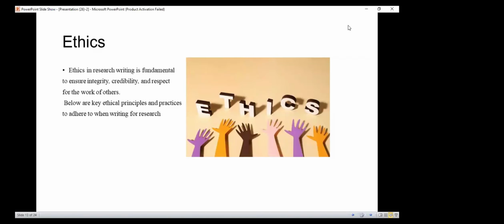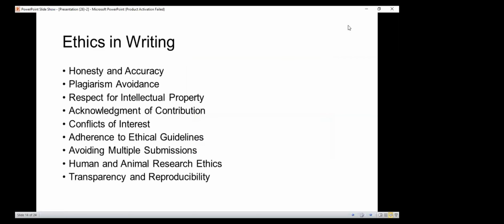And the next topic is ethics in writing. Ethics play a fundamental role in ensuring integrity, credibility, and respect for the work of others. Adhering to ethical principles not only builds trust but also upholds the quality of your research. In the following points, we'll explore the key ethical principles and practices that should guide your writing process to maintain this standard.